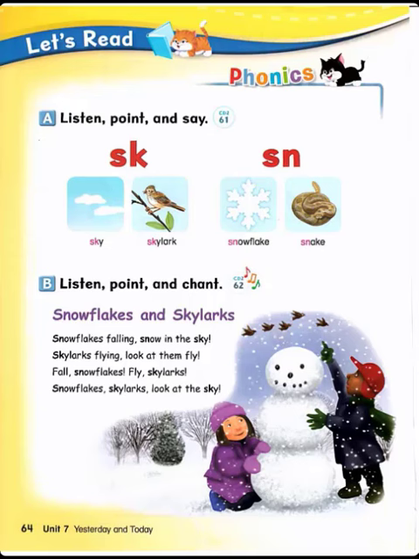Page 64. B. Listen, point, and chant. Snowflakes and skylarks. Snowflakes falling, snow in the sky. Skylarks flying, look at them fly. Fall, snowflakes, fly, skylarks. Snowflakes, skylarks, look at the sky. Snowflakes falling, snow in the sky. Skylarks flying, look at them fly. Fall, snowflakes, fly, skylarks. Snowflakes, skylarks, look at the sky.